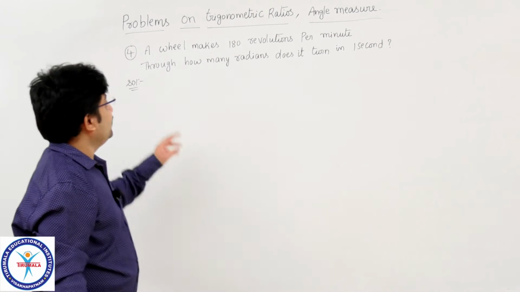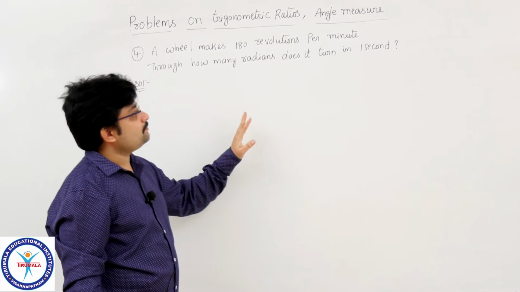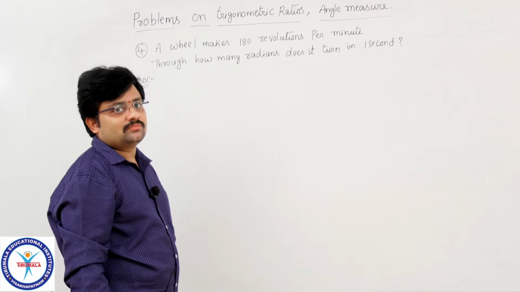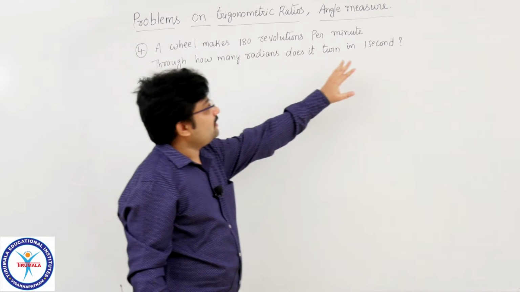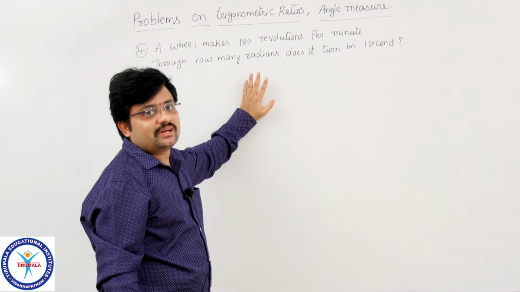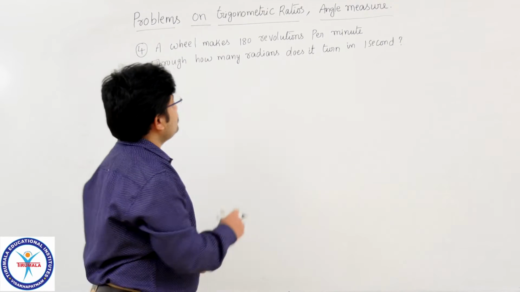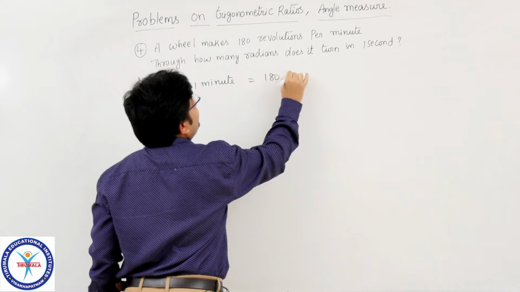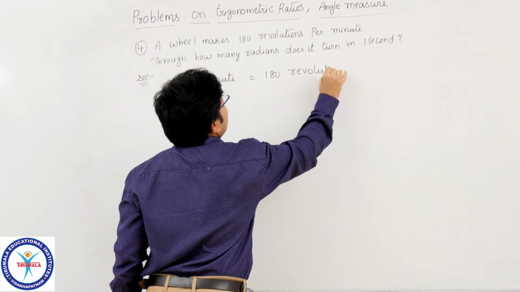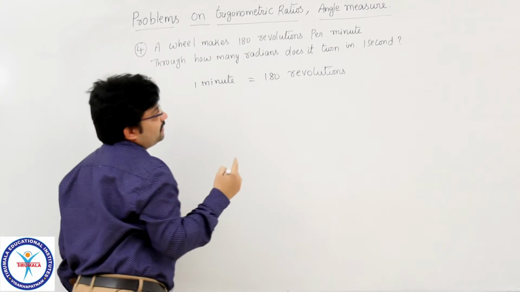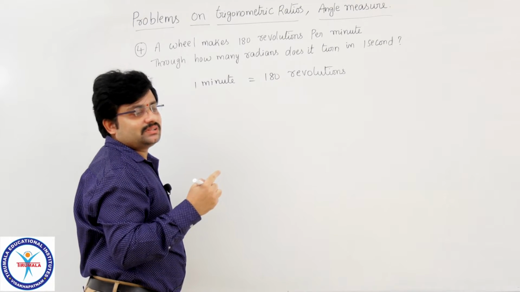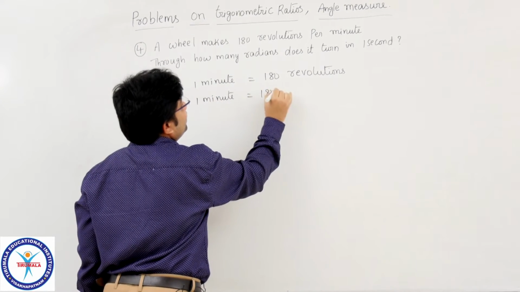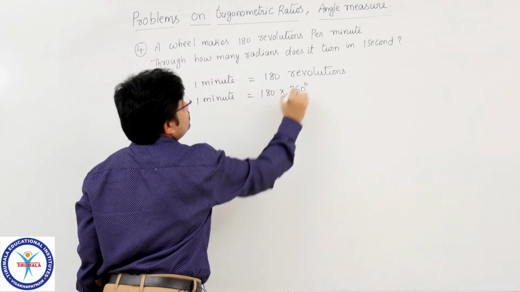Next question is, a wheel makes 180 revolutions per minute. Through how many radians does it turn in 1 second? Now we have to measure the angle made by the wheel in 1 second, so we have to express it in radians. For 1 minute it is taking 180 revolutions. To complete one revolution, it makes an angle of 360 degrees. That means for 1 minute it is making an angle of 180 into 360 degrees.